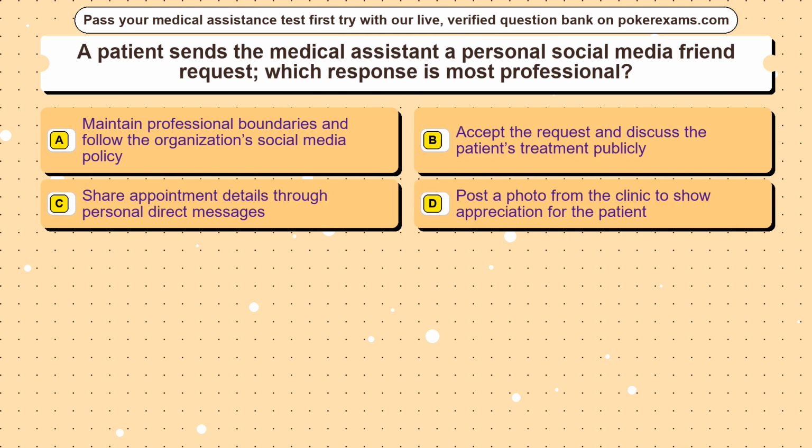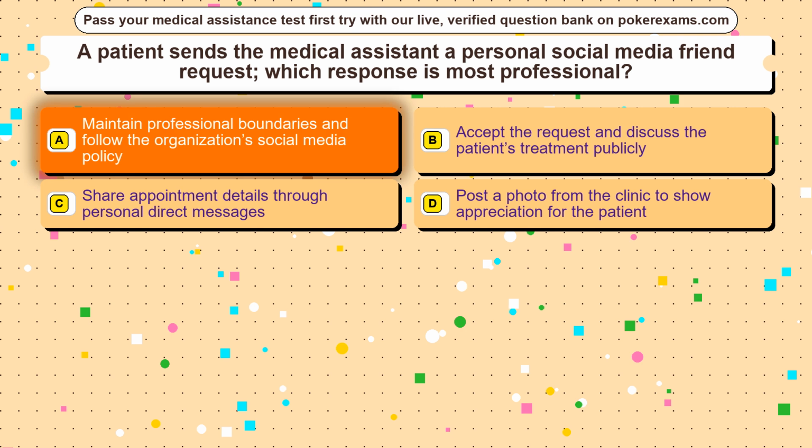Question 7. A patient sends the medical assistant a personal social media friend request. Which response is most professional? Option A. Maintain professional boundaries and follow the organization's social media policy. Option B. Accept the request and discuss the patient's treatment publicly. Option C. Share appointment details through personal direct messages. Option D. Post a photo from the clinic to show appreciation for the patient.